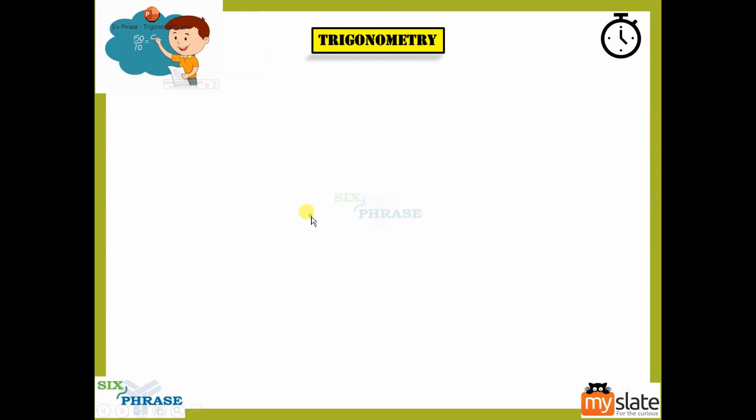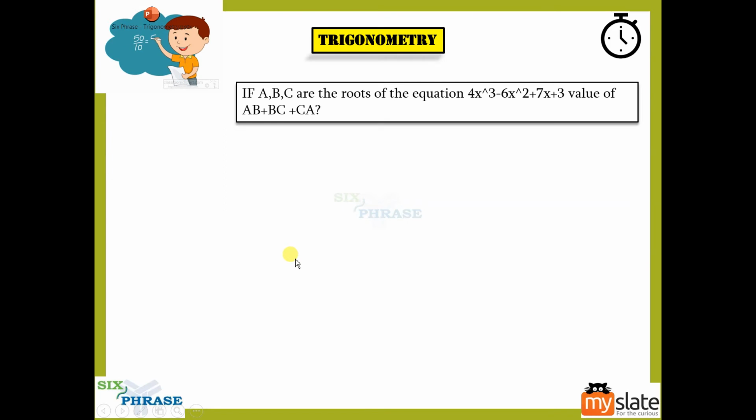Right, so the next question we have here is, if a, b, c are the roots of the equation 4x cubed minus 6x squared plus 7x plus 3, find the value of ab plus bc plus ca. Now this is a cubic equation, and there are some rules for cubic equations which I'm going to give you. So make sure that you have both your ears open. This is very important.